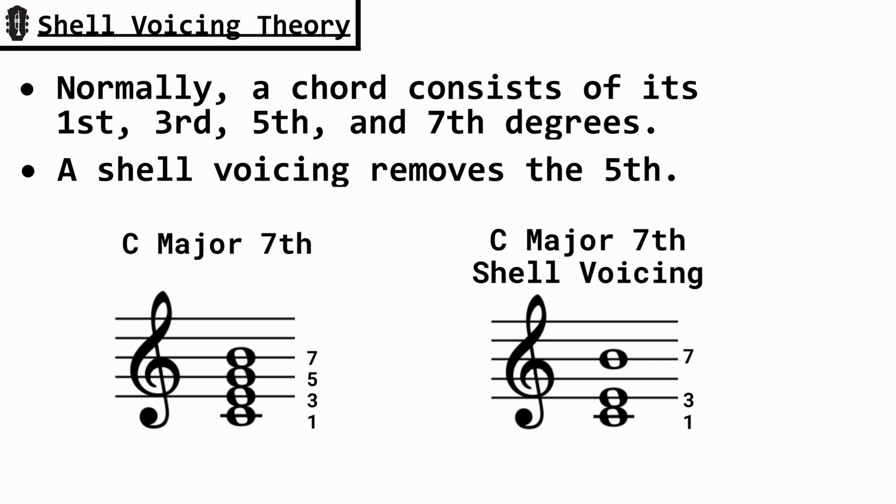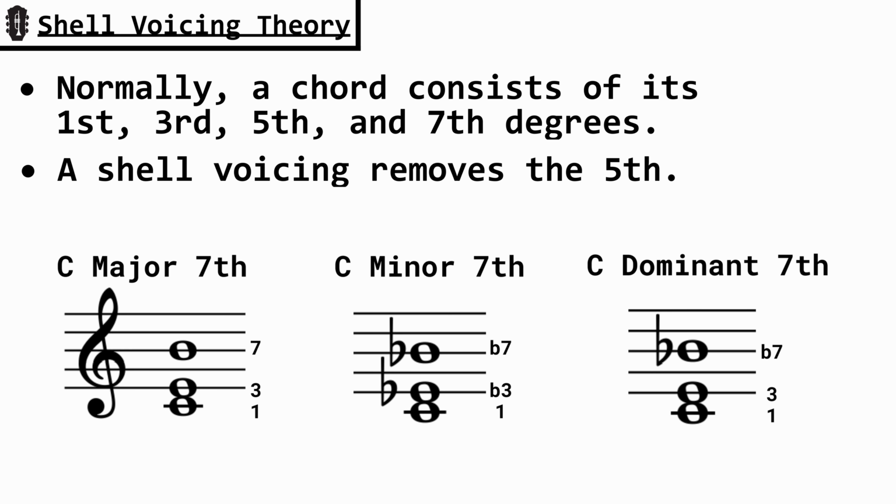This is called a shell voicing because these are the only degrees that are essential for determining the quality of the chord, be it major, minor, or dominant seventh, etc. Actually, those are the three chord types that we'll be taking a look at in this video: major, minor, and dominant sevenths. And that's all the theory we'll go into here.